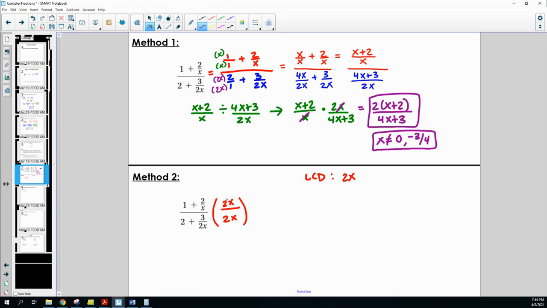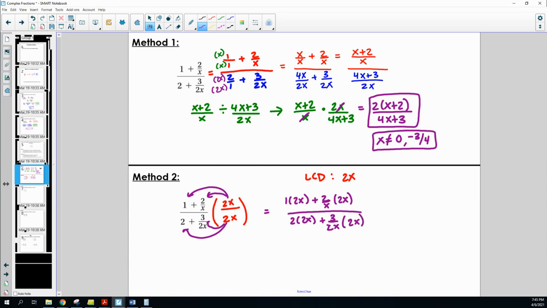But basically, this 2x in the top is getting multiplied to both of these. And the 2x in the bottom, same thing, is getting multiplied to both of these. So what I really have here is going to be 1 times 2x plus 2 over x times 2x, over 2 times 2x plus 3 over 2x, times 2x.